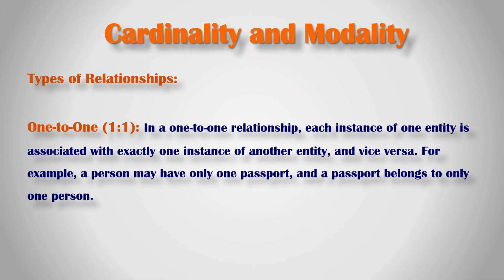Types of relationships. One-to-one. In a one-to-one relationship, each instance of one entity is associated with exactly one instance of another entity, and vice versa. For example, a person may have only one passport, and a passport belongs to only one person.